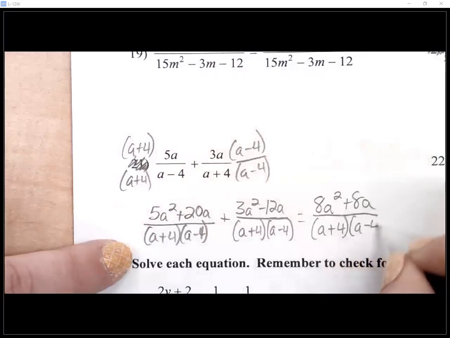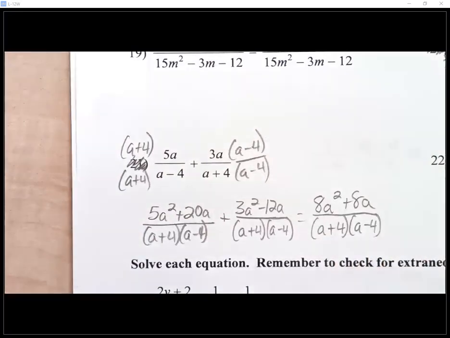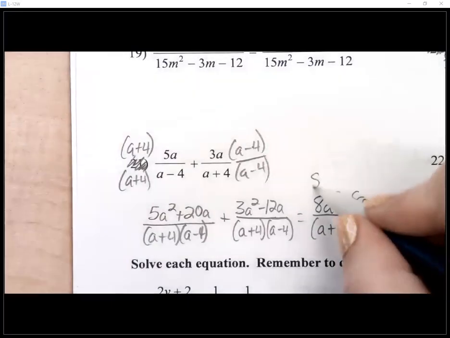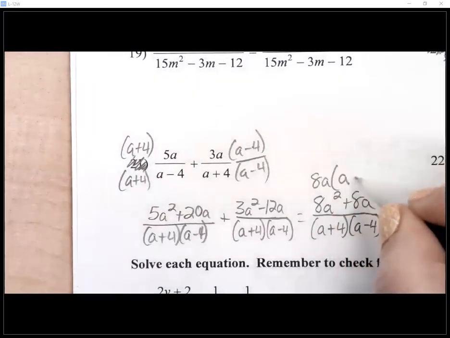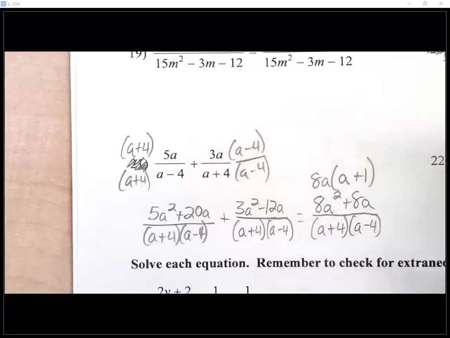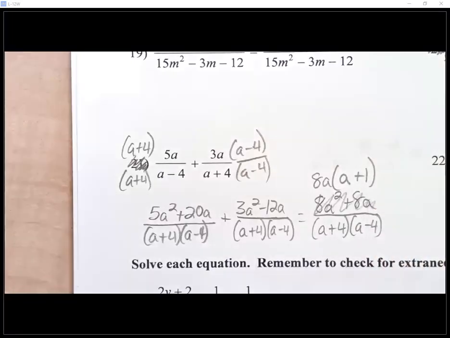Is this a final answer? I can take an 8a out of the top. Let's see what comes out, because maybe it'll cancel with something downstairs, but maybe it won't. I don't know. We don't really know until we do it. So that would leave me with a plus 1, right? So does it cancel with anything? No, but I didn't know that until I did it.